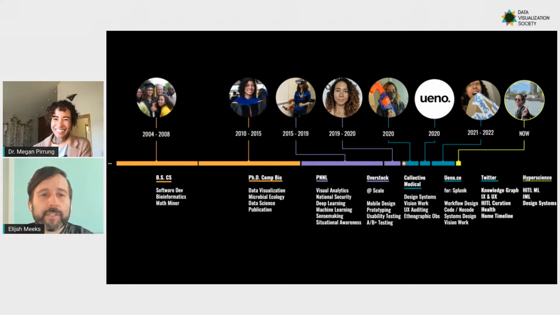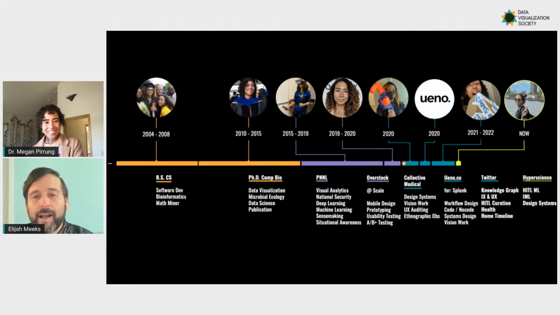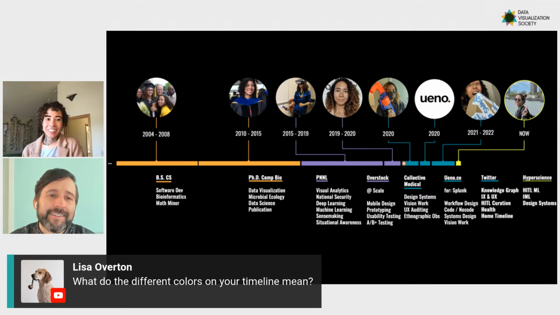I've got a question for you from Lisa Overton, though. Can we pull up the timeline again? She wants to know why there is no legend. I know. I was kicking myself. I was like, how did I not put a legend on here? First rule of data viz, come on. Got to have a legend for your colors.